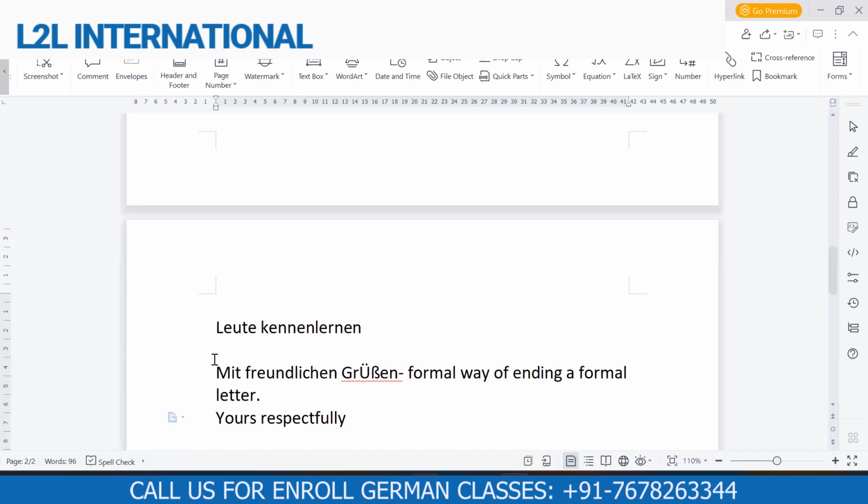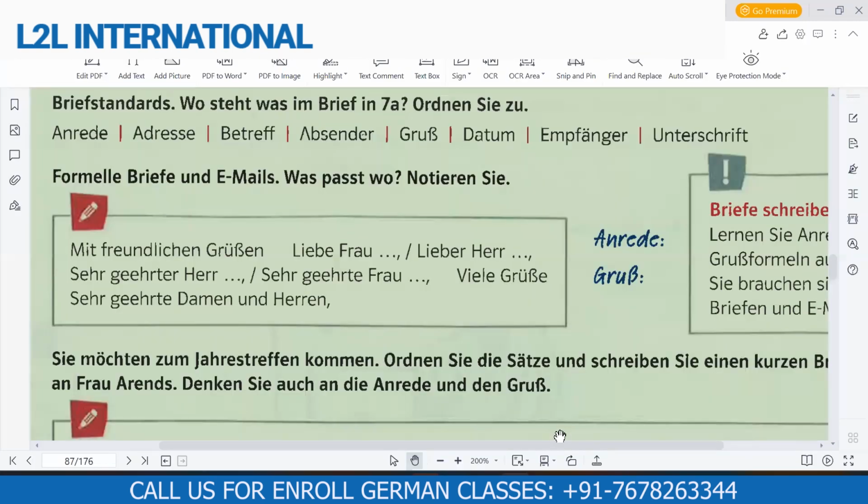So it's just a formal way of ending a formal letter with Freundlichen Grüßen. Understood, Sana? Yes, ma'am. And then for informal, what will be used? I'll tell you. So this is for the formal way. Then Lieber Frau, Lieber Herr. Yeah, Lieber Frau, Lieber Herr.